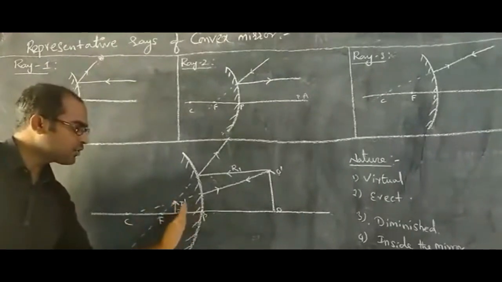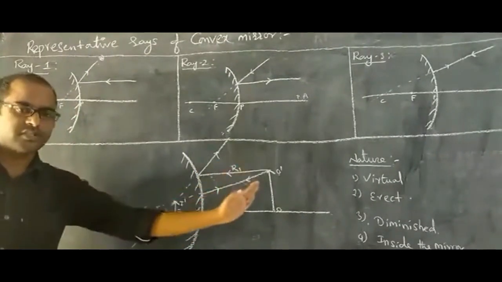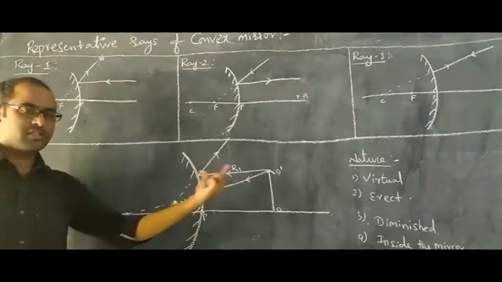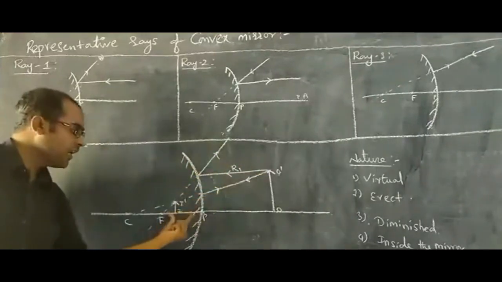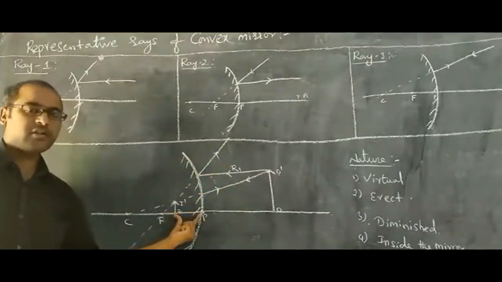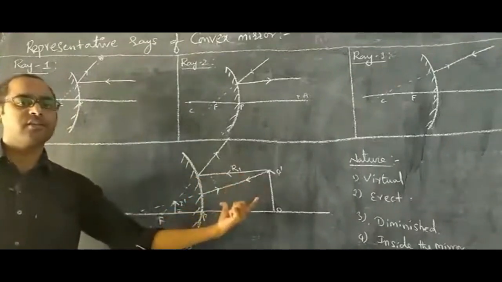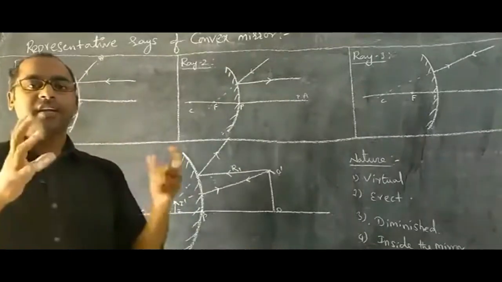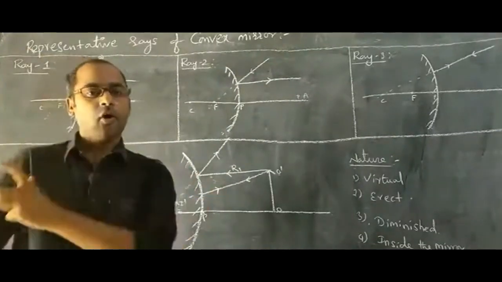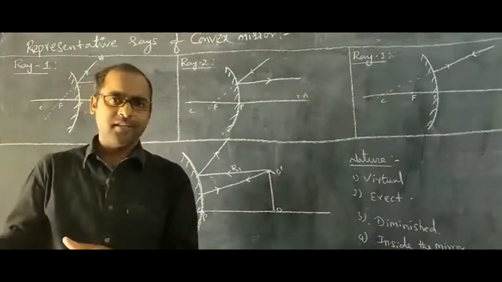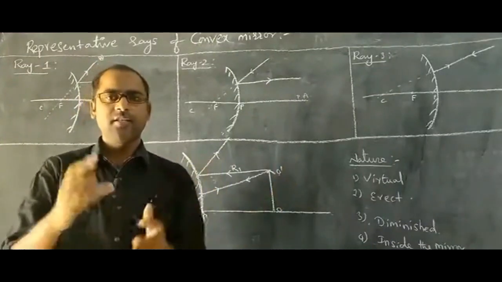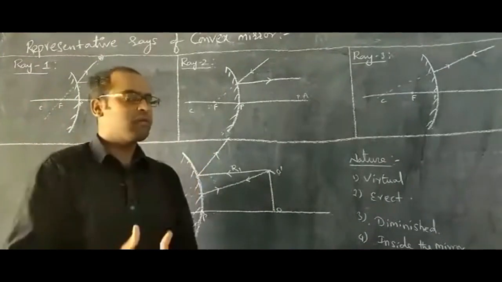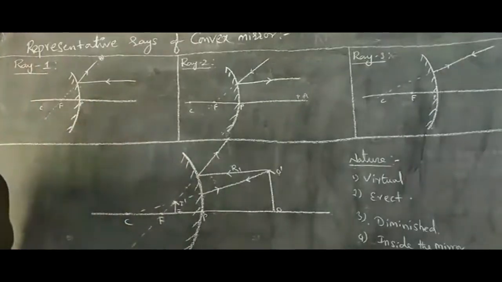It forms nearer to the mirror, wherever the object is, and the image distance is only this much, irrespective of the object distance. Image distance is always less than the object distance in case of a convex mirror. That is why convex mirrors are always used as rear view mirrors in automobiles, like side mirrors of bikes and cars, to observe the vehicles coming from behind.